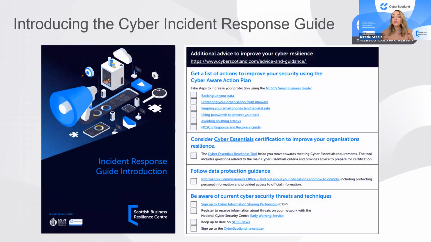So the introduction document basically shows you what's in the pack, but it also has some links to other useful resources. So for example, the Cyber Aware Action Plan. This is a link. If you click on those wordings at the top of the pack, this will take you to a questionnaire that you can go through, and it will give you a tailored list of actions to improve your cyber security and prevent an incident even happening in the first place. There are lots of different hyperlinks within all of these documents, so you can go through these in your own time and take a look at what's included.